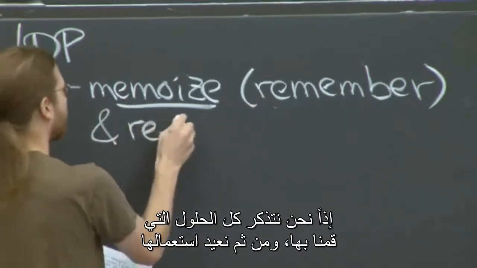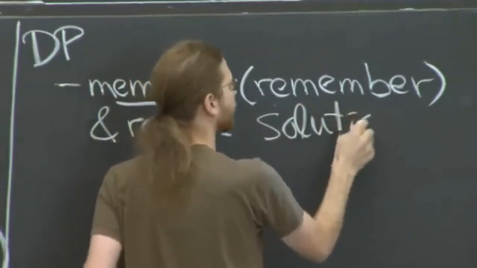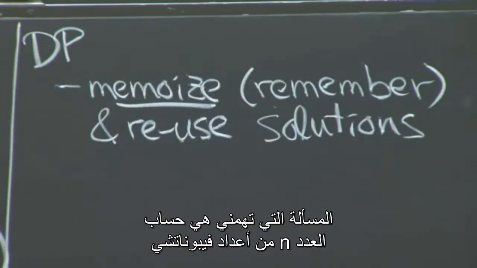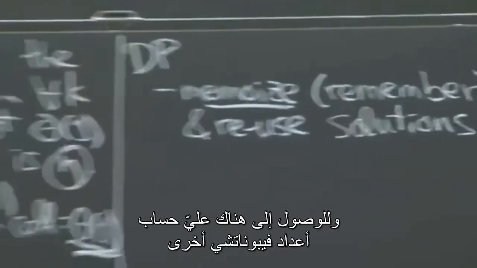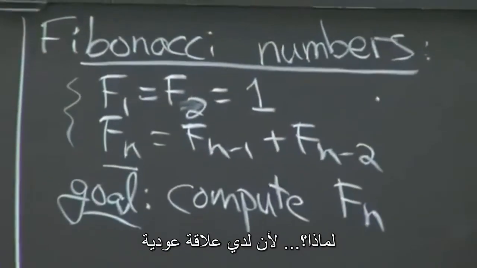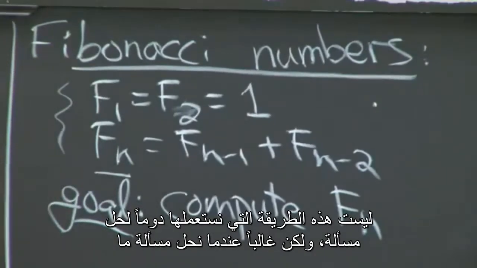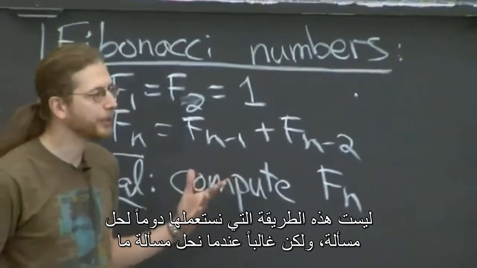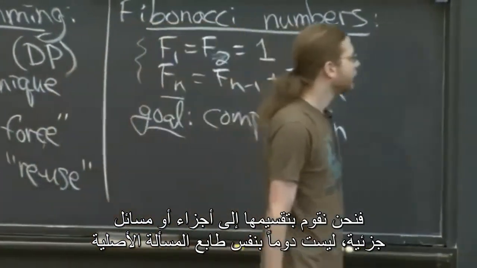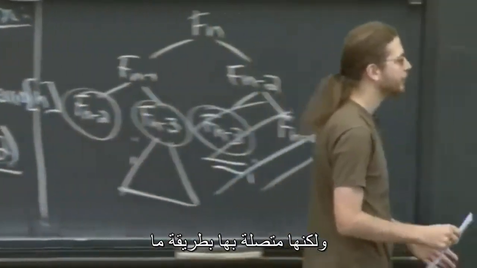And then you remember all the solutions that you've done, and then you reuse those solutions. Now, these solutions are not really a solution to the problem that I care about. The problem I care about is computing the nth Fibonacci number. To get there, I had to compute other Fibonacci numbers. Why? Because I had a recursive formulation. This is not always the way to solve a problem, but usually when you're solving something, you can split it into parts, into subproblems, we call them. They're not always of the same flavor as your original goal problem, but there's some kind of related parts.